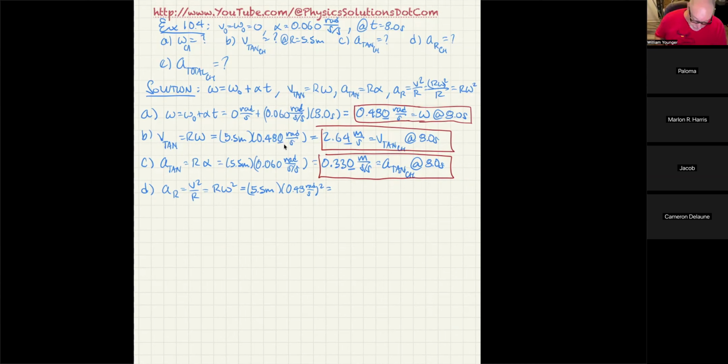So now all I have to do is take the 5.5 and multiply it by 0.48 and then square the 0.48. And when I do that, I get 1.267. And of course, that's only supposed to have two sig figs.